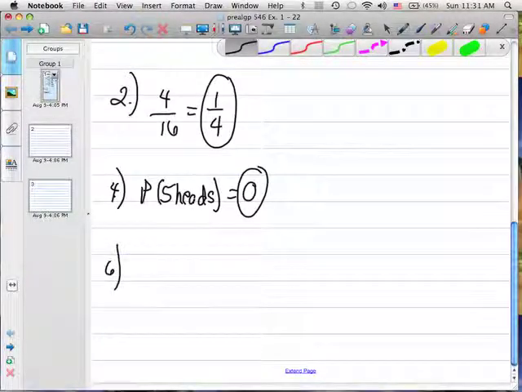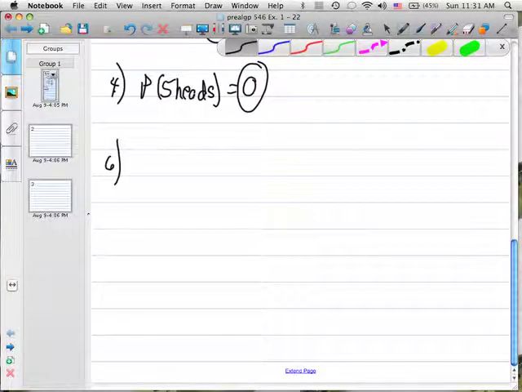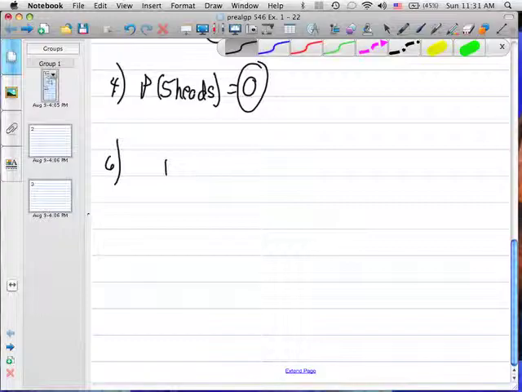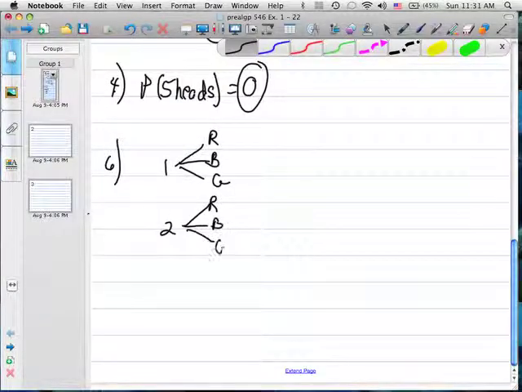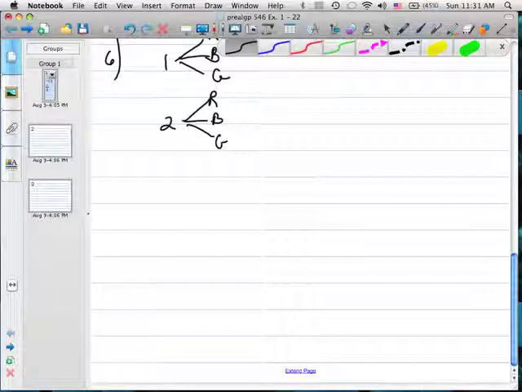Okay, problem number 6, we have a new experiment. The number cube below, numbers 1 through 6, is rolled and the spinner is spun. Make a tree diagram to show the sample space. So take the whole distance across your paper to do this. So we could get a 1, and then from that 1 we could get red, blue, or green. The 2 could have red, blue, or green.